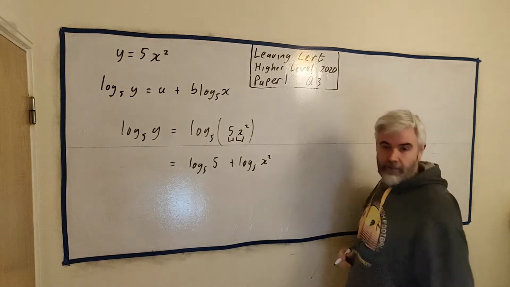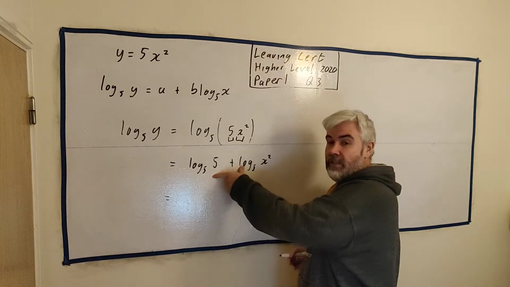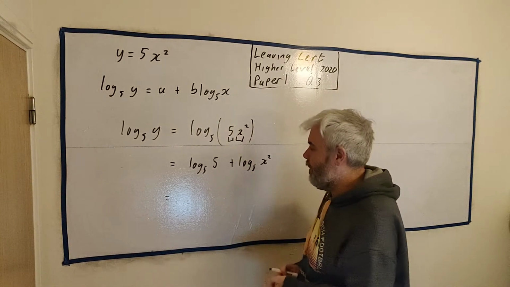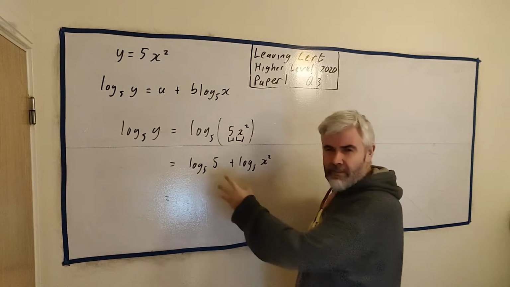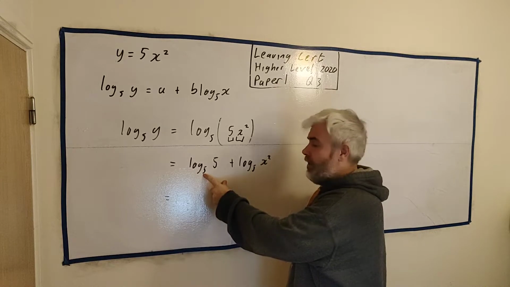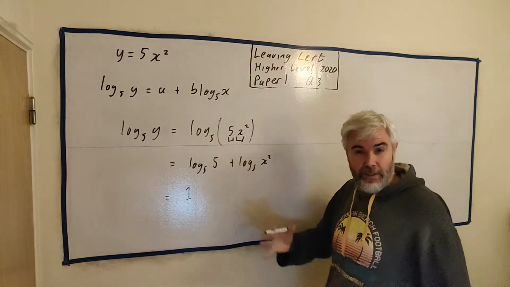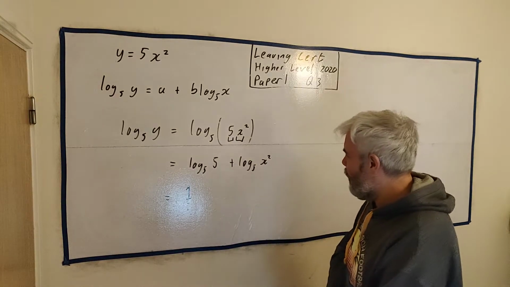We can separate it out like this. This is just numbers. We can put this into a calculator, or we might know it already ourselves. Log to the base 5 of 5 is asking us a question: what to the power of 5 is equal to 5? And the answer is 1. Or if you're not good at doing those things, put it into a calculator.